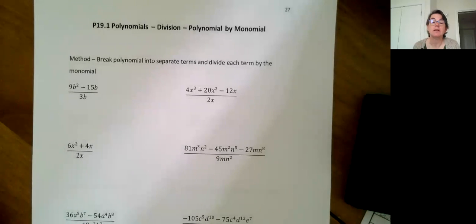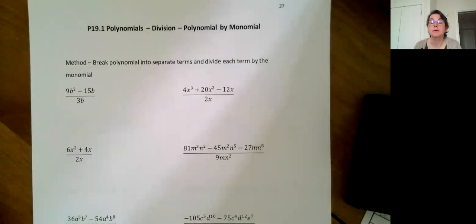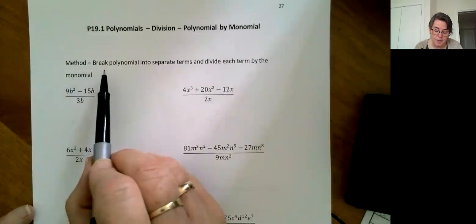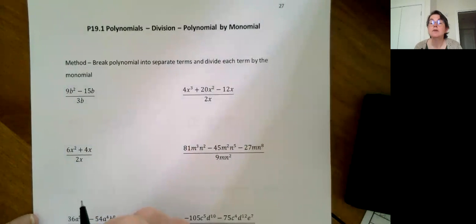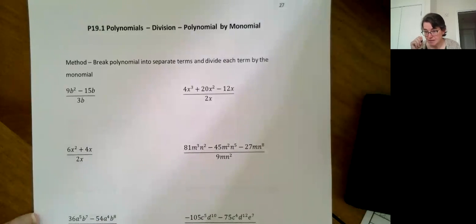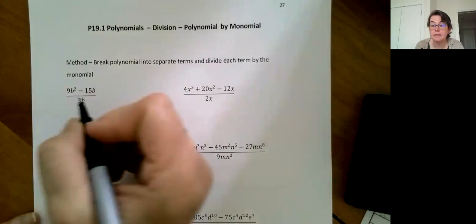Hey there, we are now looking at division of a polynomial by a monomial. But if you know how to do a monomial by a monomial, this is a no-brainer, because all we're going to do is break up these big, scary looking questions into individual questions, and it's all good. So, method: break polynomial into separate terms and divide each term by the monomial. Don't be lazy. That's the biggest mistake I see with students in this question.